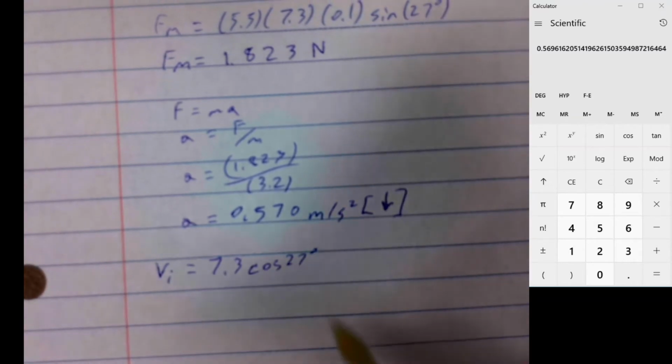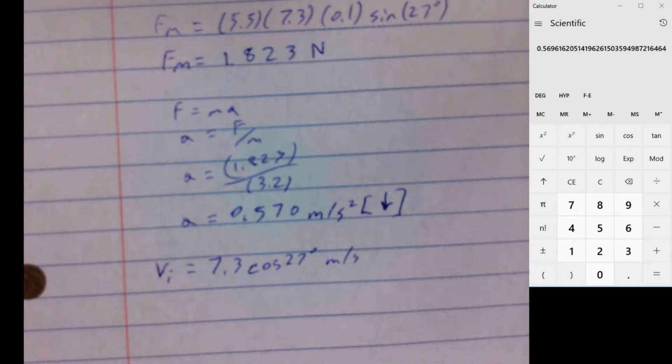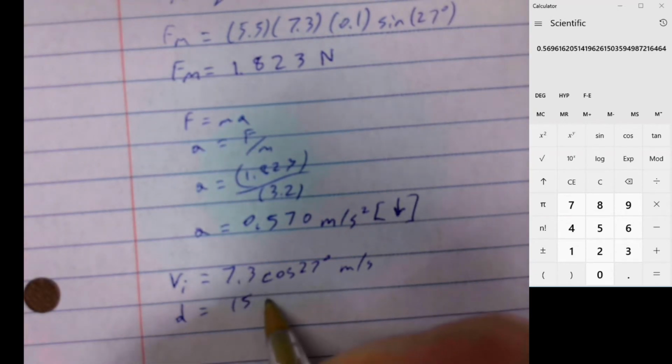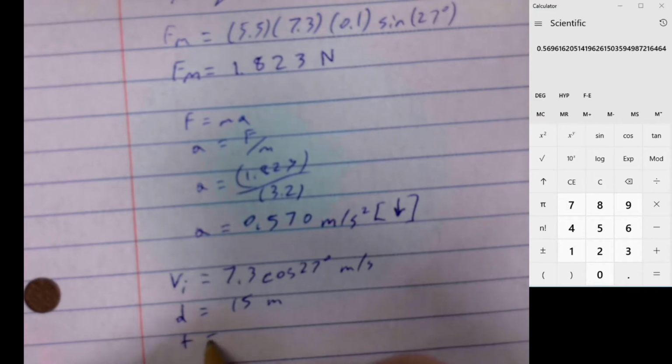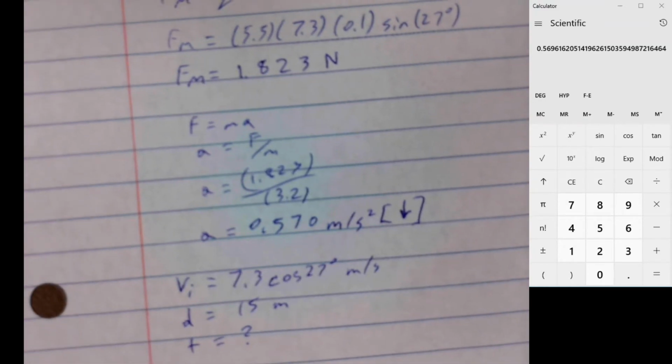So 7.3 cosine 27 degrees. This is our direction. Our distance to travel is 15 meters. Our time is not known. So then we have to use the really simple equation. I'll just show it here on the screen again.